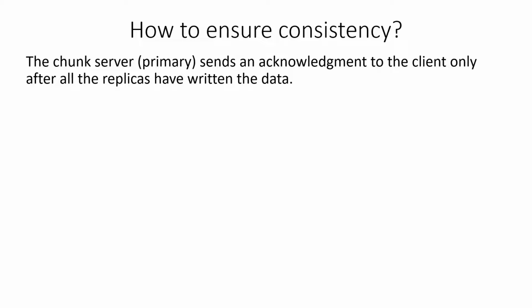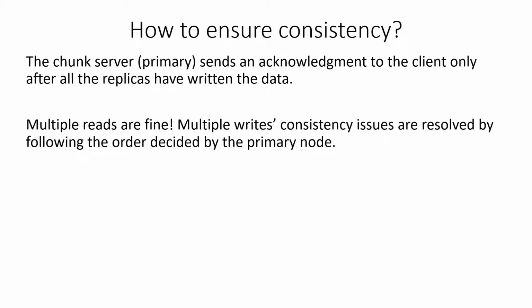This is one thing. As we have already seen, multiple reads are fine. So when there are different clients reading from a particular chunk, it isn't modifying any data, so it's fine. But when multiple writes are happening, there is a consistency issue. So we saw that this is being fixed by something called chunk lease, and we are designating a particular node to be primary, and we let the order in which the data has to be written be decided by the primary node. So both of these factors ensure consistency.